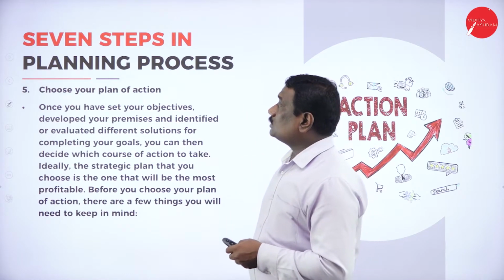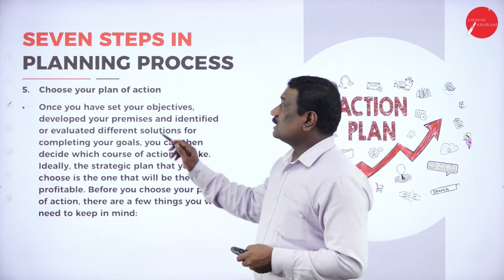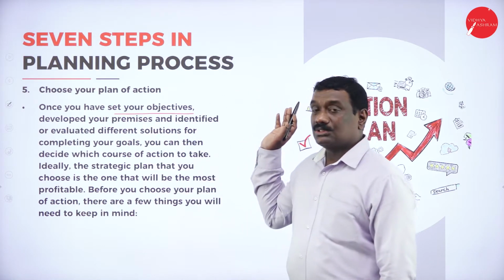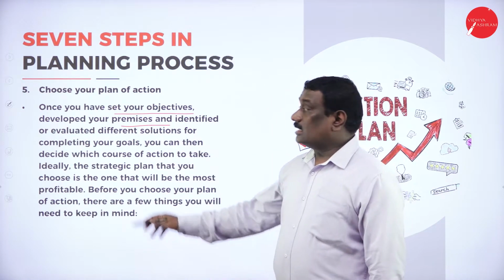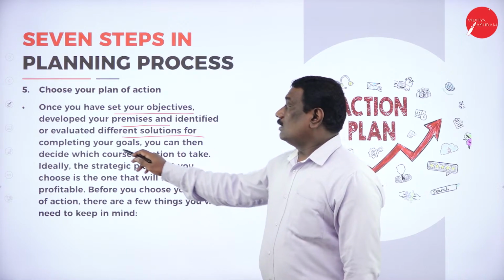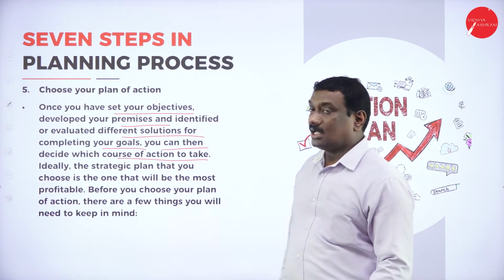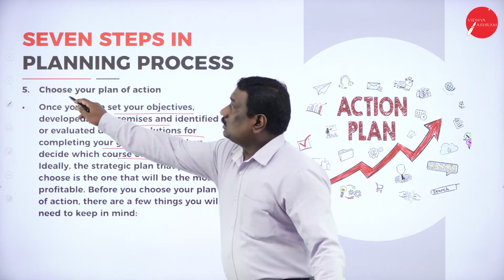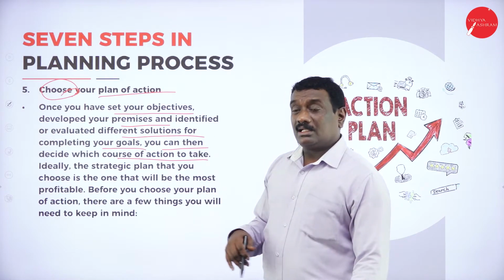Now coming to the fifth one, choose your plan of action. This is also one of the steps in the planning process. It says once you set your objectives, develop your premises, and identify and evaluate different solutions for completing your goals, you can then decide which course of action to take. So here you need to choose. This is important in order to implement it.